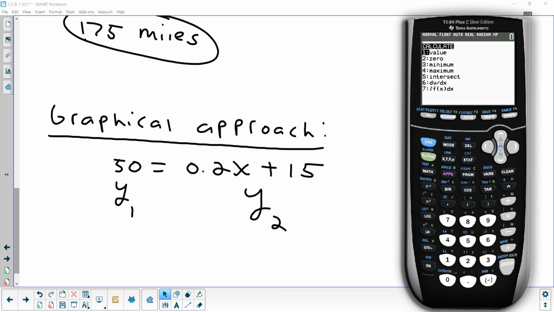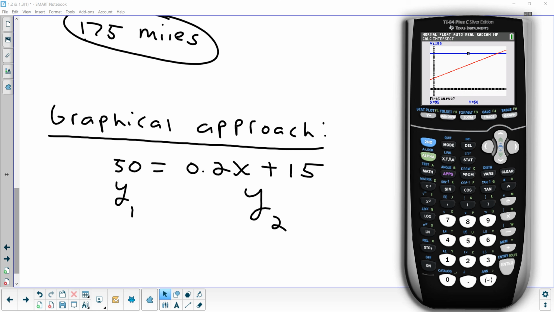Now, we want to see where the lines cross. So which of the 7 options there do you think we're going to use? Yeah, Jack? Intersect? Yeah, we're going to use intersect, number 5. So you can just press 5. And to figure out where they intersect, the calculator is going to ask you 3 things. You're going to have to hit enter each time.